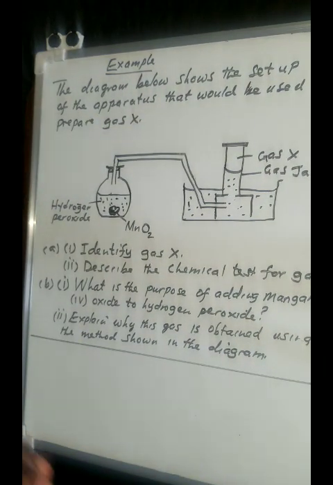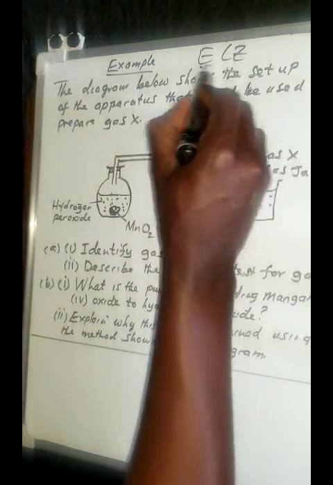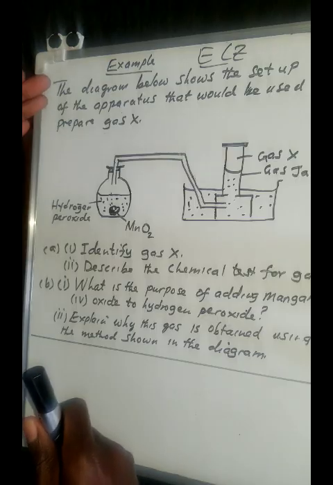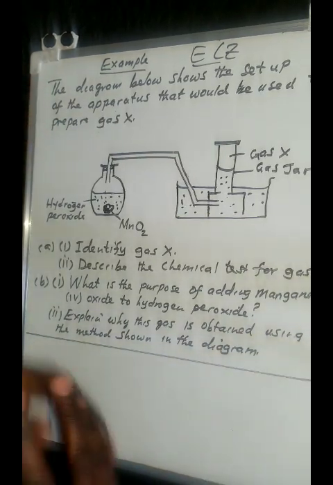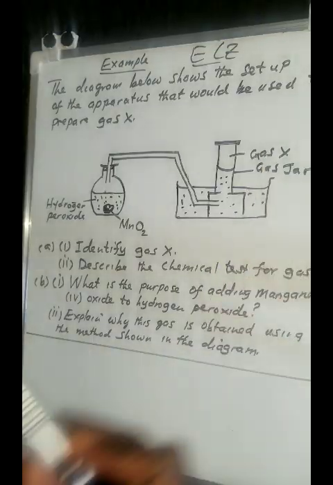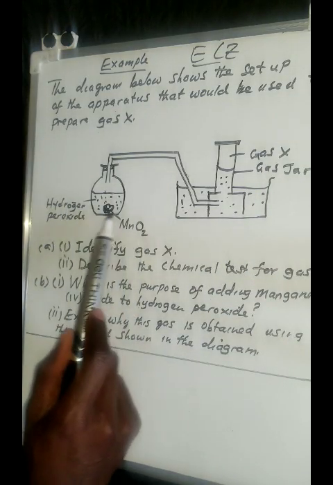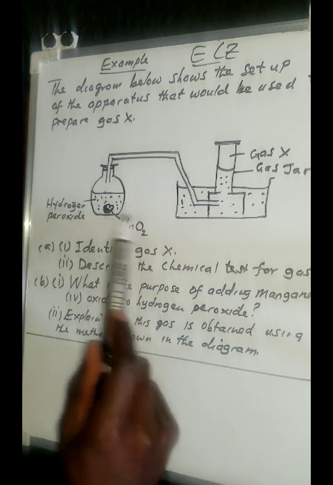So this is an examination question that came in the ECZ exam, the Examination Council of Zambia exam. And notice what it says. It says the diagram below shows the setup of the apparatus that would be used to prepare gas X. So they're talking about gas X. Have you seen what they use? Hydrogen peroxide and manganese 4 oxide. So this is what they have used.